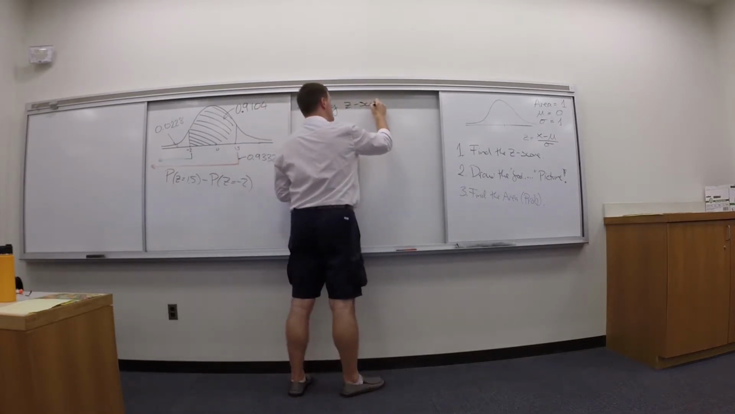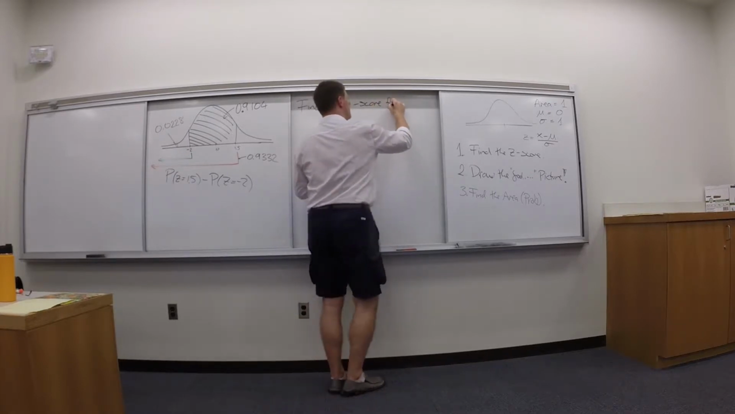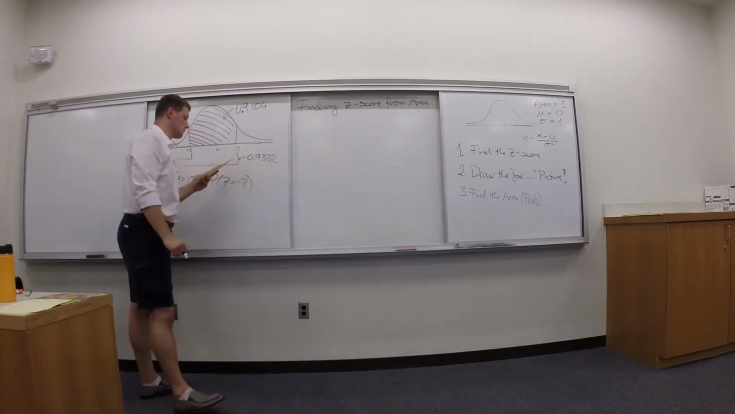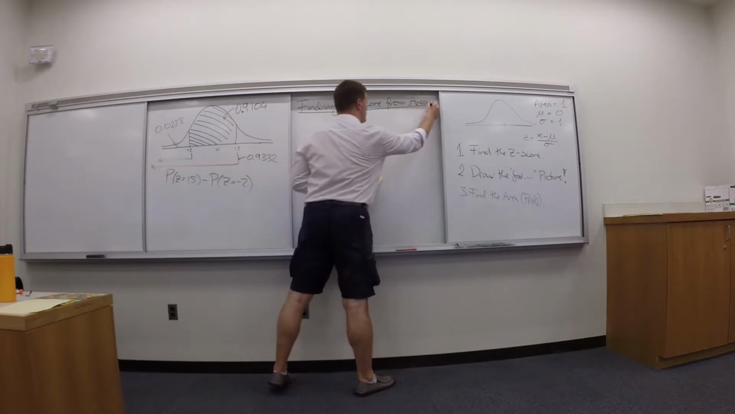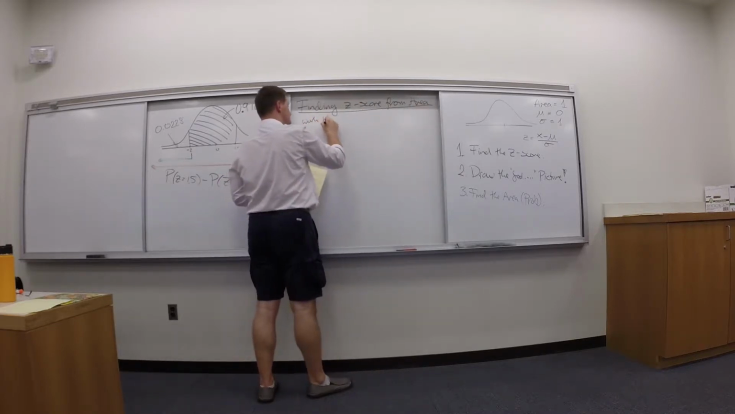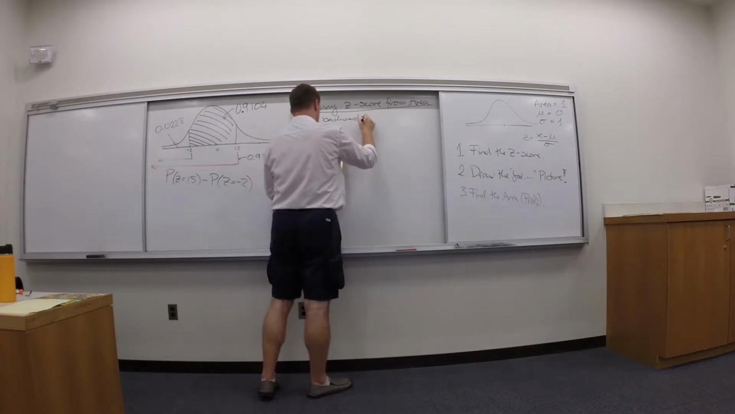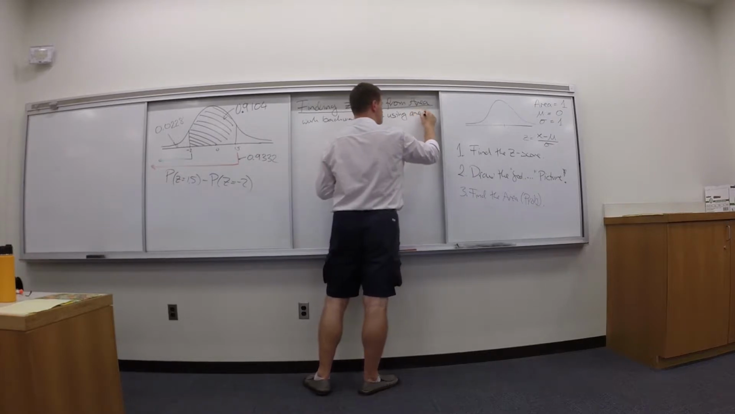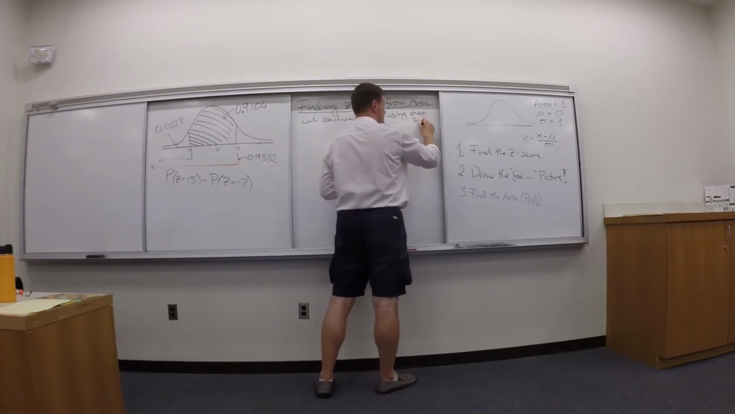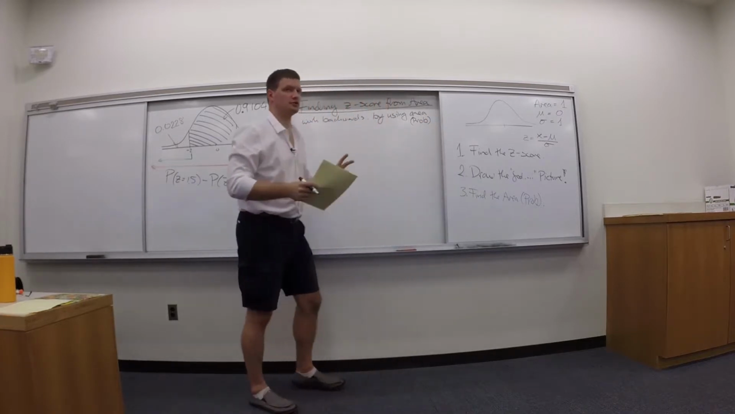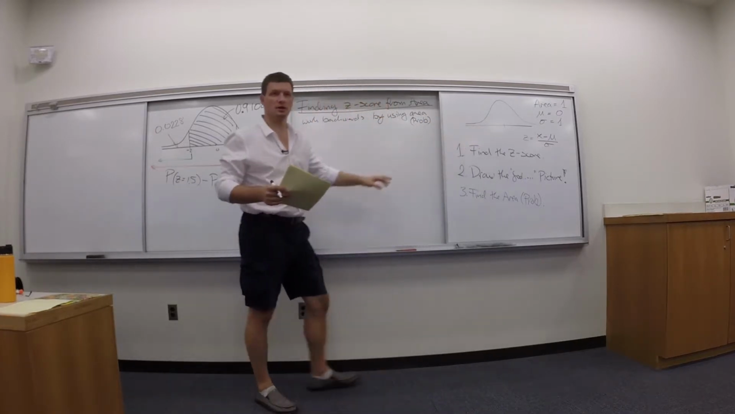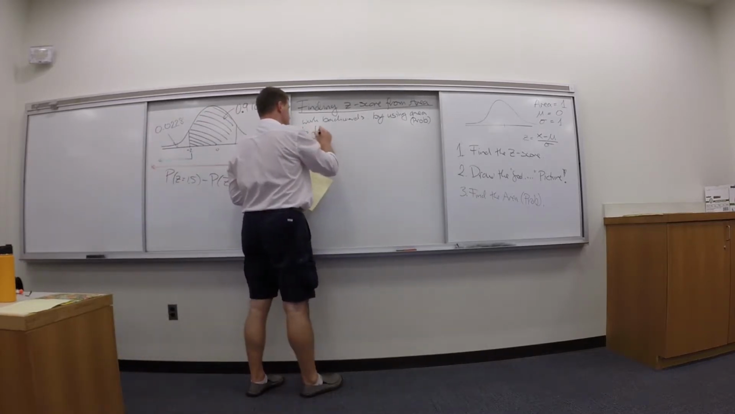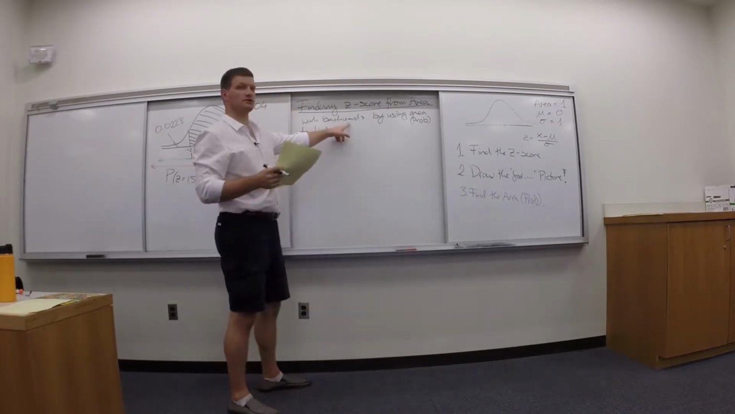z-score from area. So we're going to find a z-score from area, we're going to work backwards. By using area, and when I say area, I mean probability. Because we are using standard normal distribution, area and probability are interchangeable. To find... what's the first two words? Work backwards.